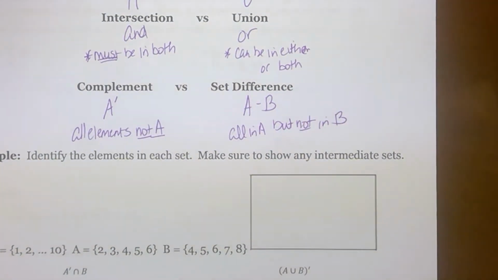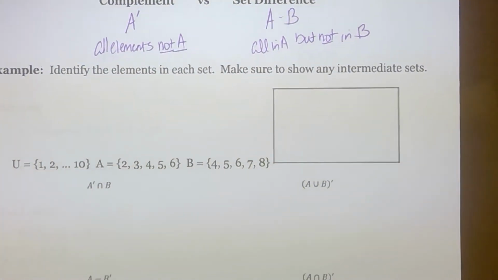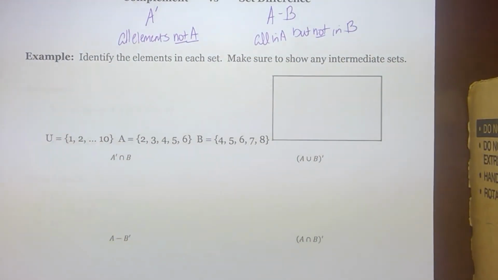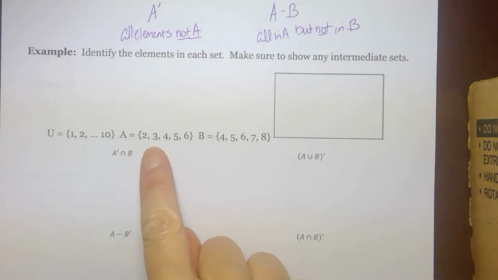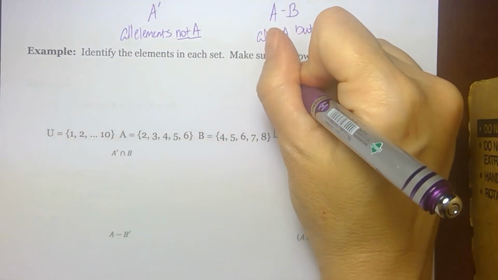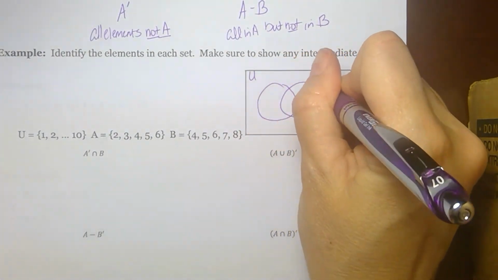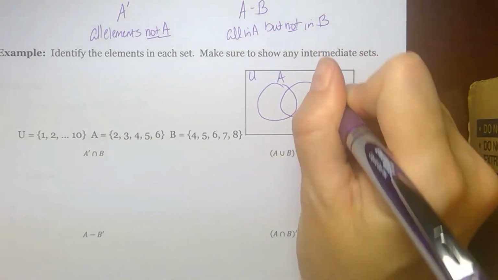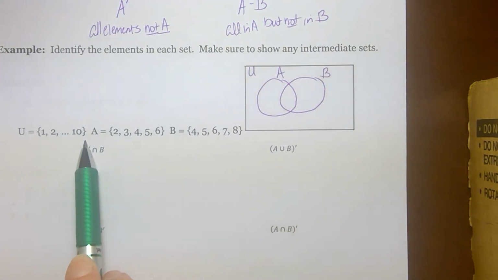That's my set difference. All right, now we have an example where we're starting with roster form and we need to draw the Venn diagram. I'm given a universal set, set A, and set B. So I have my universal set, I have set A, and I have set B. My universal set lists my natural numbers from 1 to 10.